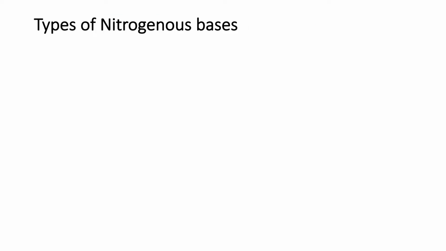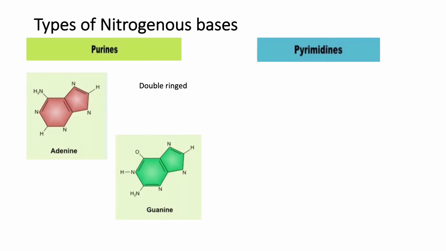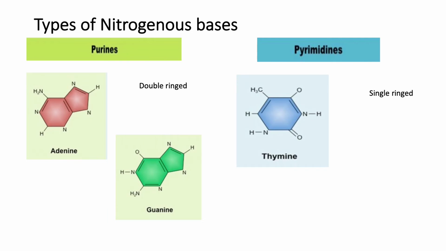A DNA molecule contains two different types of nitrogenous bases, purines and pyrimidines. Purines are the double-ring nitrogenous bases, and their examples include adenine and guanine. Pyrimidines, on the other hand, are the single-ring nitrogenous bases, and their examples include thymine and cytosine.